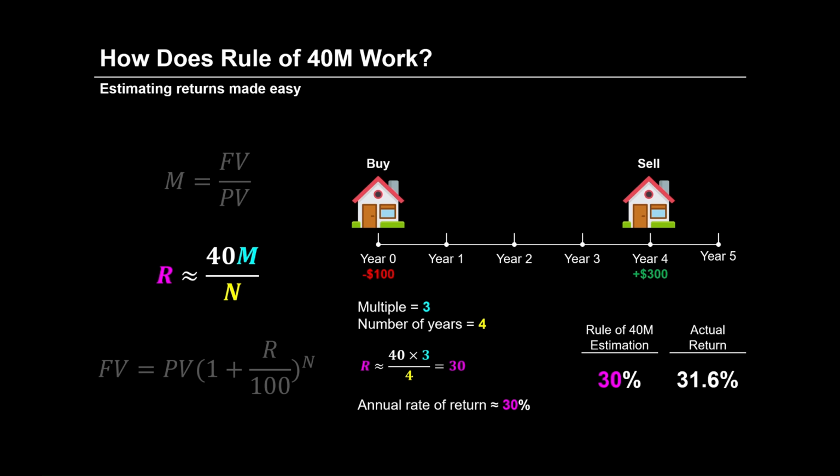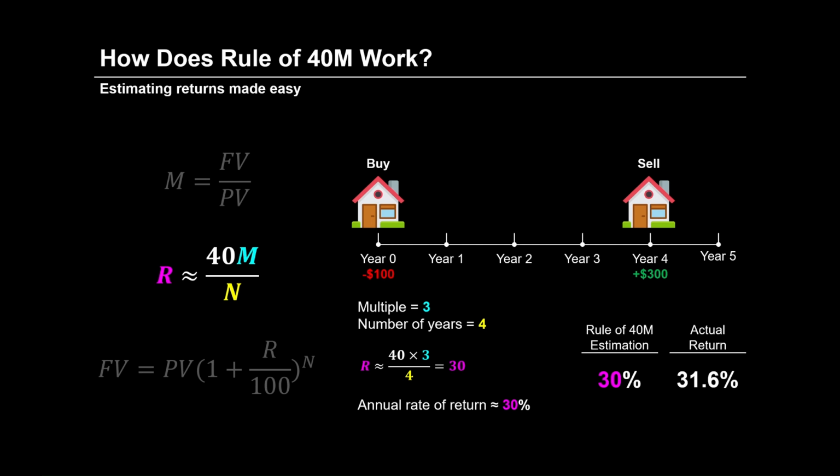Let's just use an example of buying and selling a house. Let's say you buy a house today for $100 and sell it 4 years later for $300. In this case, the multiple would be 3, since the value of the house essentially tripled, and the number of years would be 4. Using the rule of 40M as an estimation, the return would be 40 times 3 divided by 4, which would be roughly 30%, pretty close to the actual return of 31.6%.